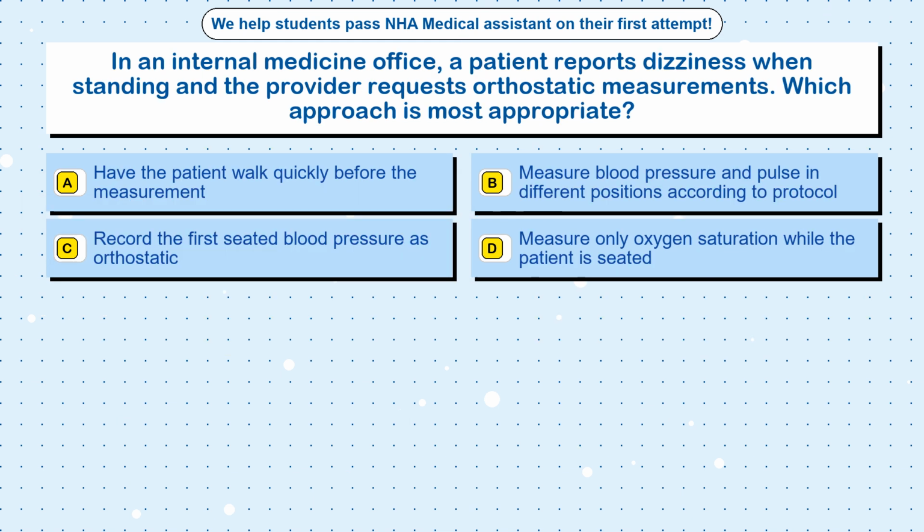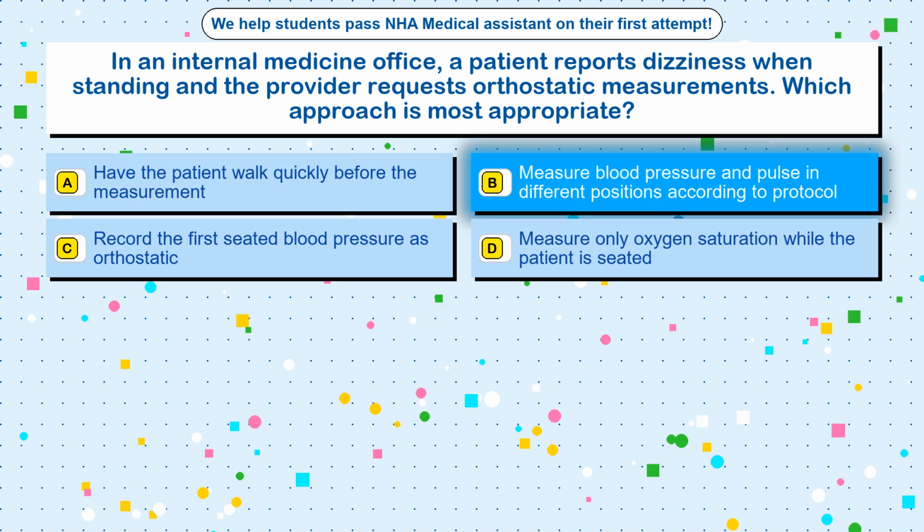Question 98. In an internal medicine office, a patient reports dizziness when standing and the provider requests orthostatic measurements. Which approach is most appropriate? Option A, have the patient walk quickly before the measurement. Option B, measure blood pressure and pulse in different positions according to protocol. Option C, record the first seated blood pressure as orthostatic. Option D, measure only oxygen saturation while the patient is seated. The correct answer is option B, measure blood pressure and pulse in different positions according to protocol.